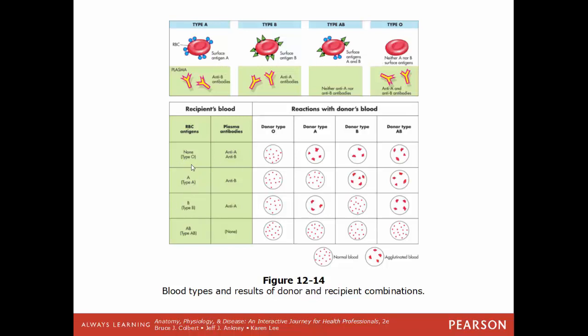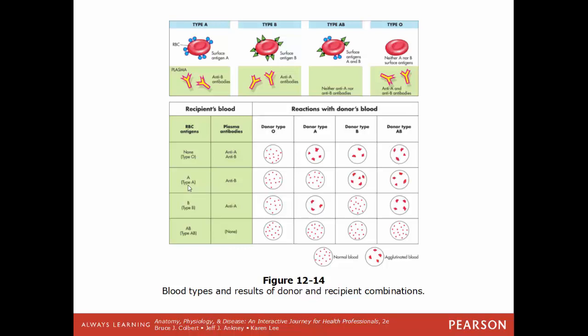This chart here at the bottom will represent what would happen if a recipient of a certain blood type received blood from another blood type. So for example, type O blood: if they receive blood from a donor that is type O, nothing happens, which is what you want. If they receive blood from a donor that is type A, you'll get agglutination. If they receive blood from a donor with type B, agglutination. AB, agglutination. So people with type O blood can only receive blood from type O people.